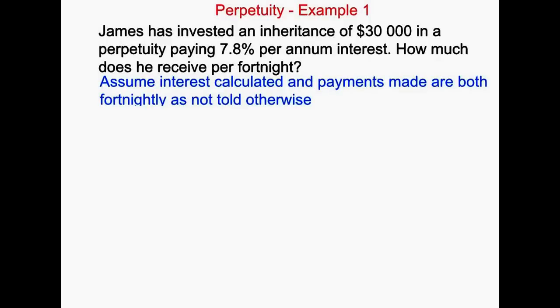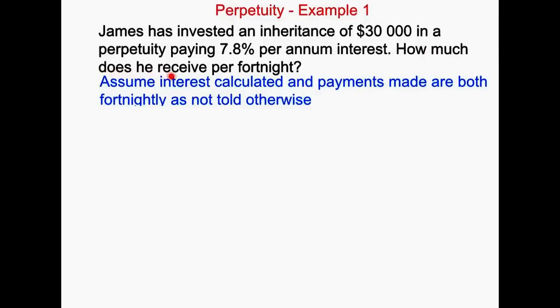In the first example, James has invested an inheritance of $30,000 in a perpetuity paying 7.8% per annum interest. How much does he receive per fortnight? First thing we need to do is assume interest is calculated and the payments made are both fortnightly, as we're not told otherwise.